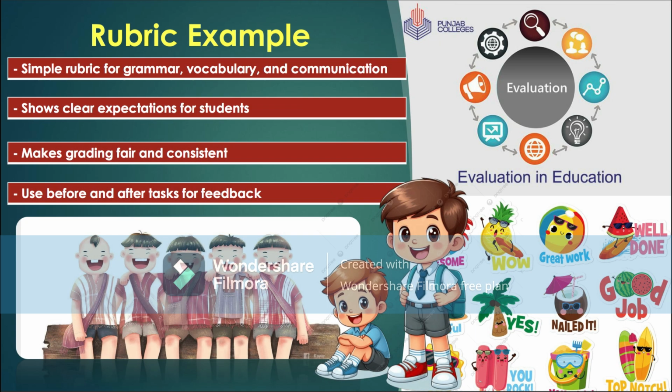Here is an example of a simple rubric that teachers can use to assess grammar, vocabulary, and communication. The rubric has three main criteria: grammar, vocabulary, and communication. For grammar, excellent means students make few or no mistakes. Good means some mistakes, and needs improvement means many mistakes.